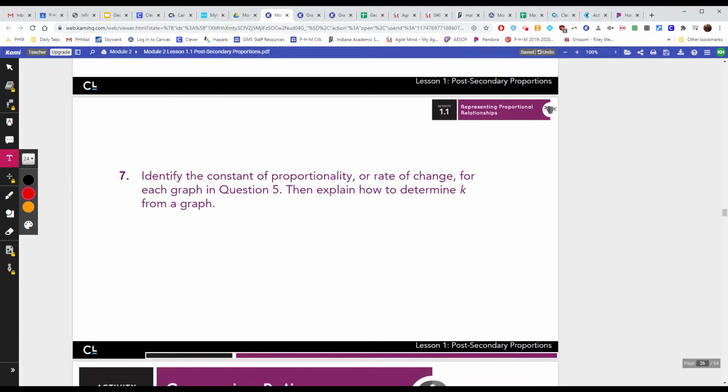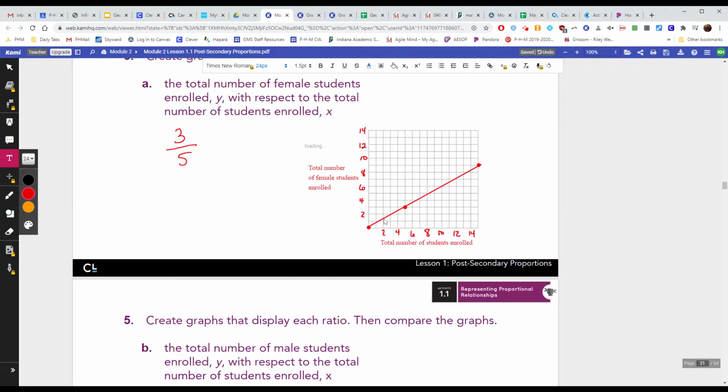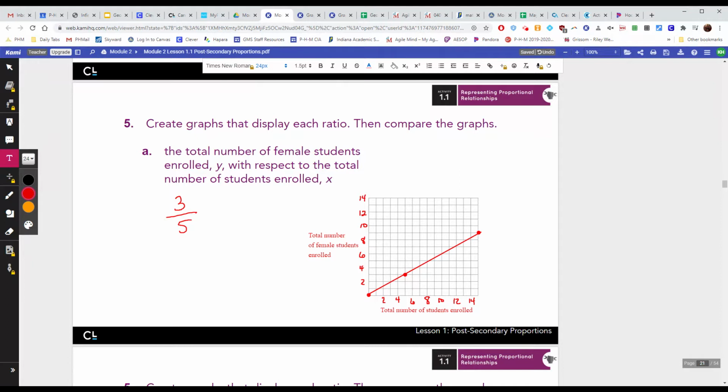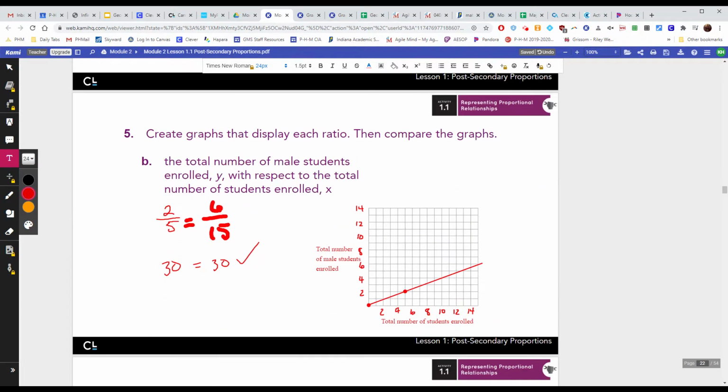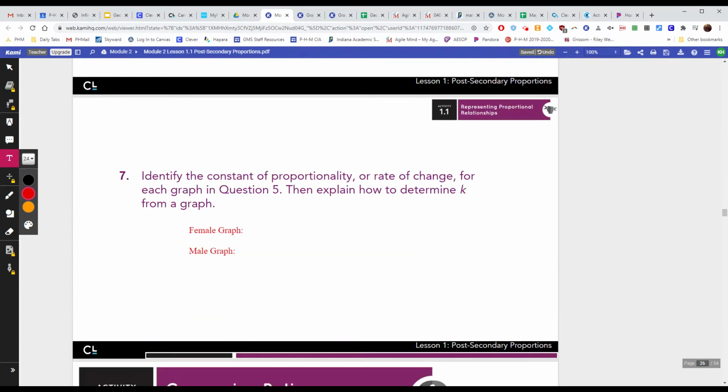Identify the constant of proportionality for each graph in question 5. So there were two graphs, right? There was the female graph, there was the male graph. So let's look at the female graph. So the female graph looked like this. We first plotted this ratio, right? 3/5. This right here is our constant of proportionality. So for the female graph, that constant of proportionality was 3/5.